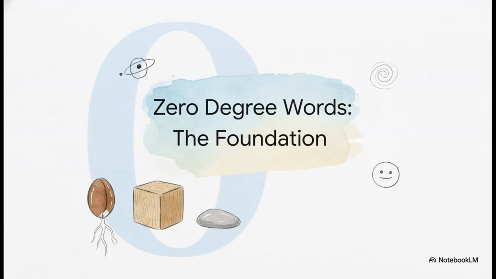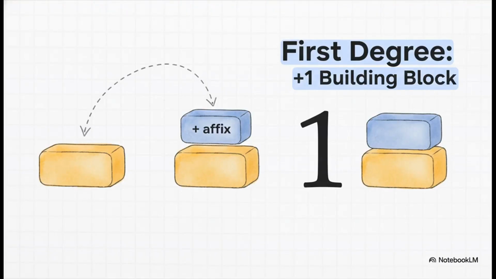Every journey starts at level 0. This is the 0 degree. These are your most basic, fundamental words, the ones that can't be broken down any further. Think atom, haste, or happy. They are the absolute foundation. Now we take our first step up to the 1st degree. This is probably the most common move in word formation. You just take a simple root and add just one building block, one affix, to create a whole new word.